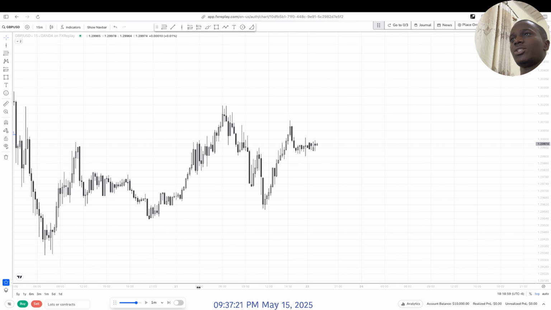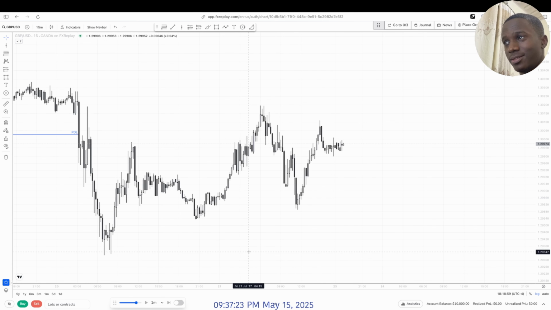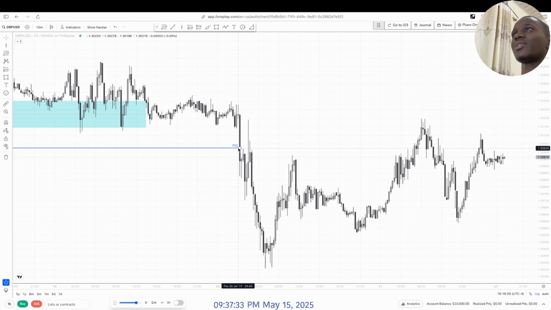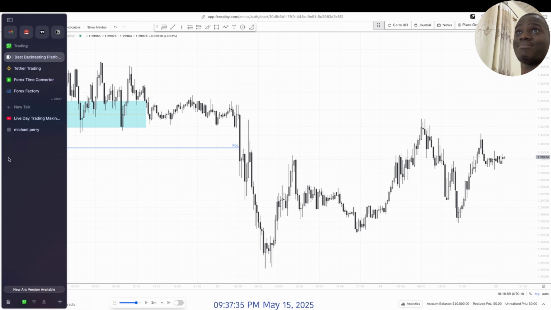I think GU is not my pair. I'll look for another pair. It's really not showing me anything. And yeah, this backtesting session seems a little bit off. So we got one loss, and I think we'll try maybe another pair.